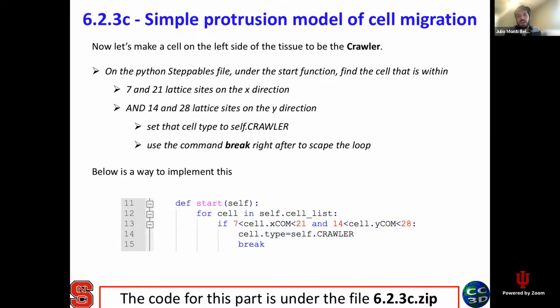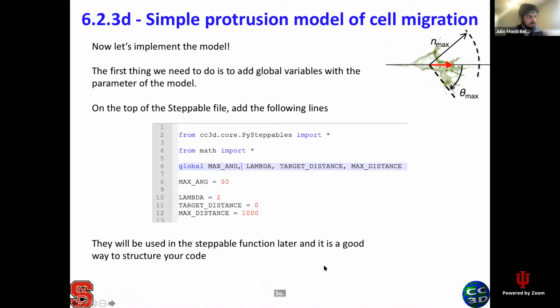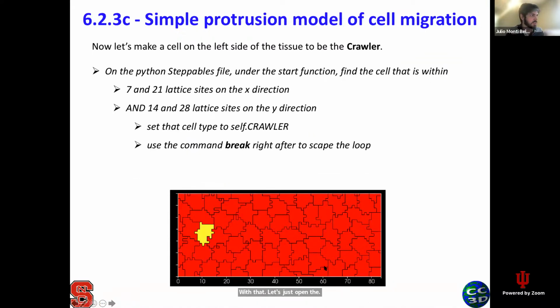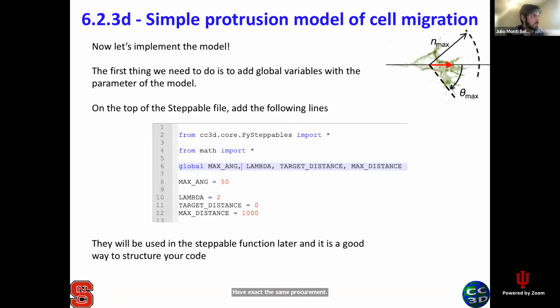So I trust that everybody was able to download this base file. With that, let's just open it, and all of you should get something that looks like this, and the cell is just random walking there. It has exactly the same characteristics as the red cells. So what I want to do now, let's go to the code and implement this kind of model here.